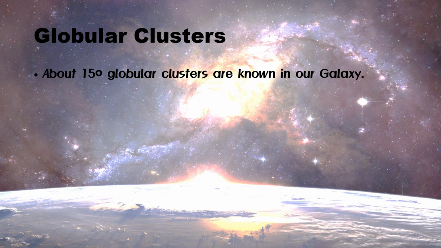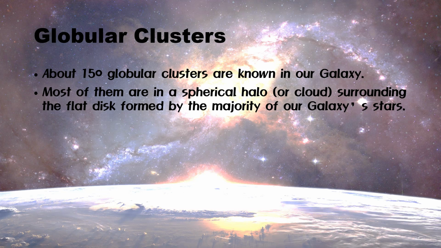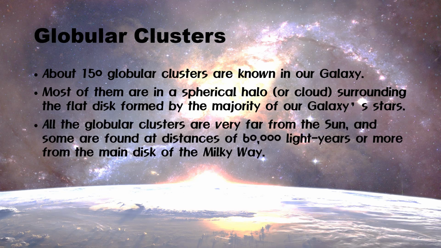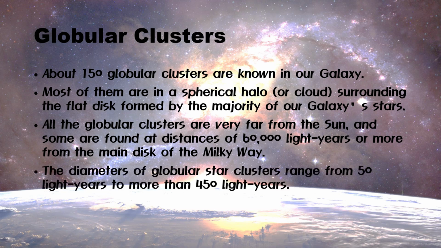Now, there are about 150 globular clusters known within our own galaxy. Most of them are in a kind of spherical halo or cloud that surrounds the flat disk formed by the majority of our galaxy's stars. Of the globular clusters that are very far away from the sun, we find some at distances all the way up to 60,000 light years or more from the main disk of the Milky Way. The diameters of globular star clusters range anywhere from about 50 light years to more than 450 light years. So we do have quite a size variety here.